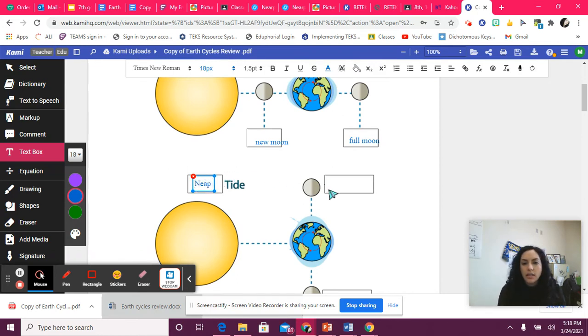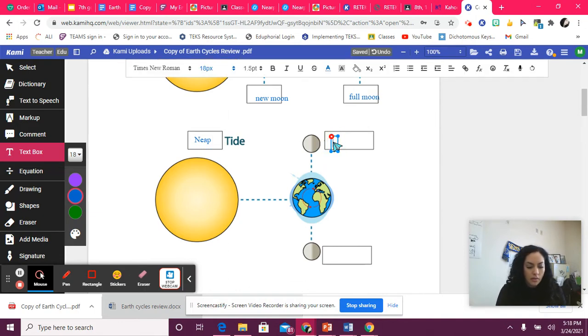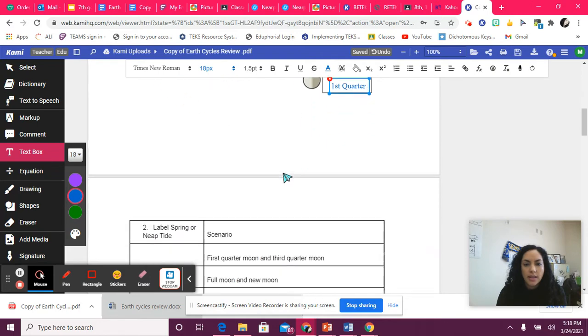And all that means is that during a third quarter and a first quarter moon phase, that's when you're going to have tides that are not too high, and your low tides don't go too low. Okay? High tides are not too high, low tides are not too low. All right, so that's tides.